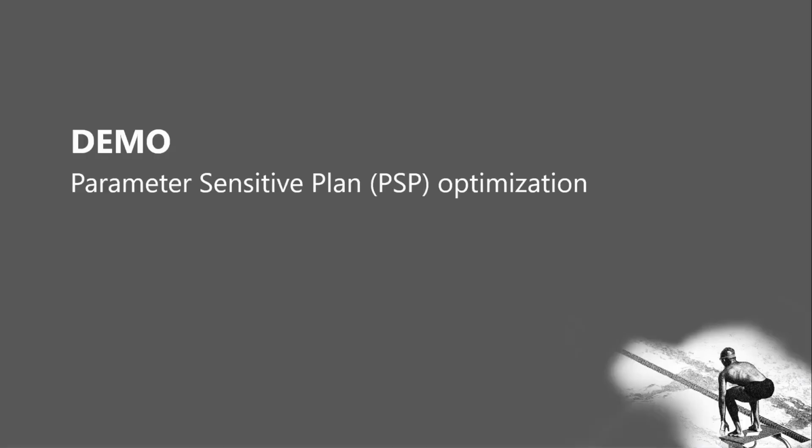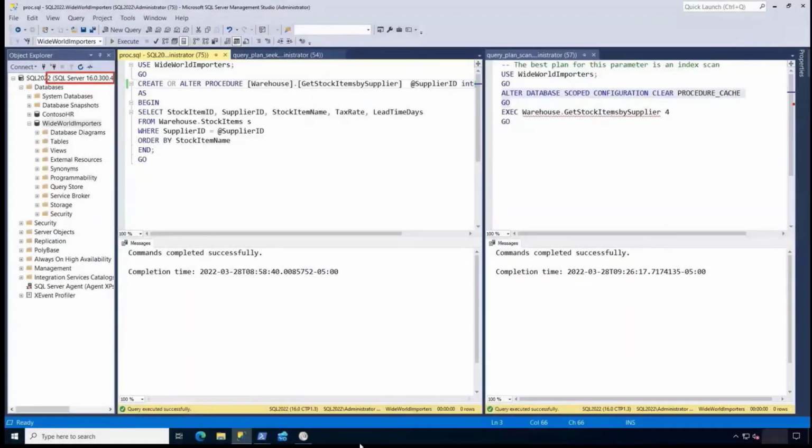So let's take a quick look at a demo of PSP. I've got a CTP build of SQL Server, and we're going to look at the Wide World Importers database. As a developer, I created a new stored procedure that gets stock items by supplier here. Typical query, it takes one parameter, the supplier ID.